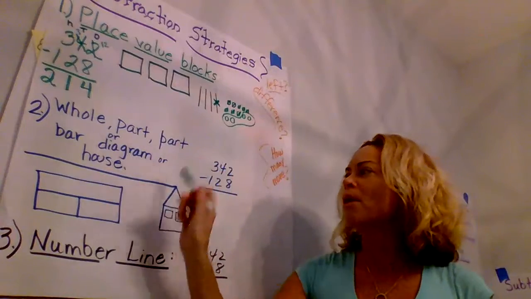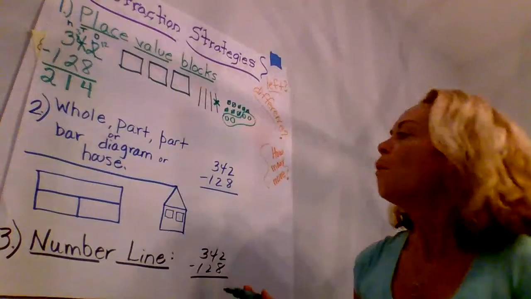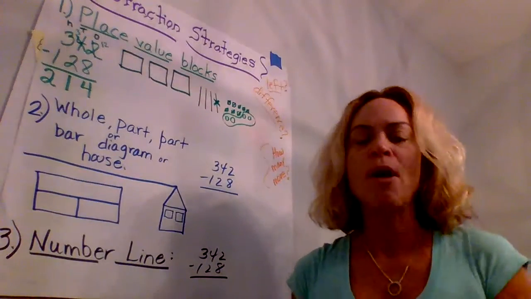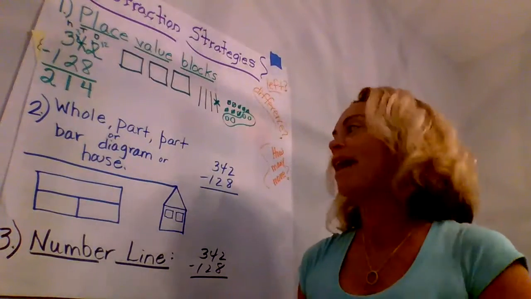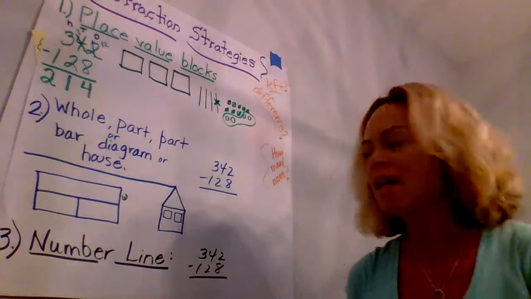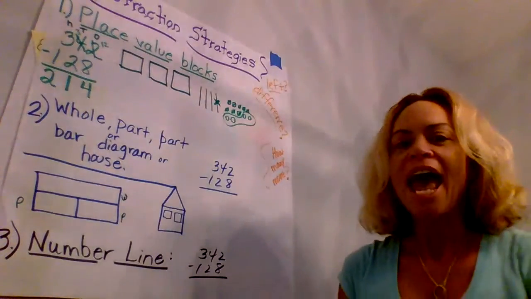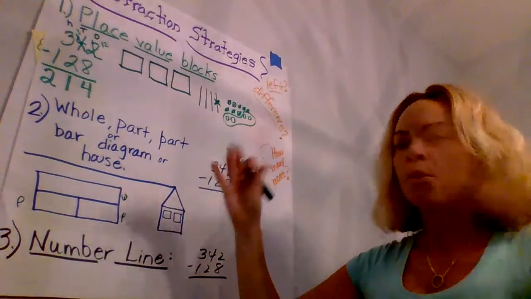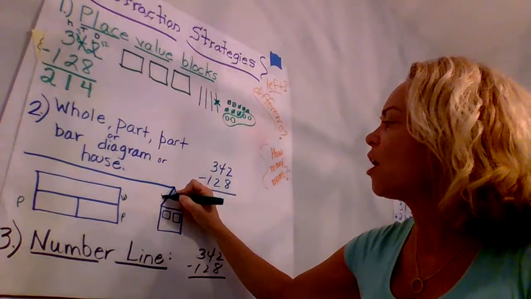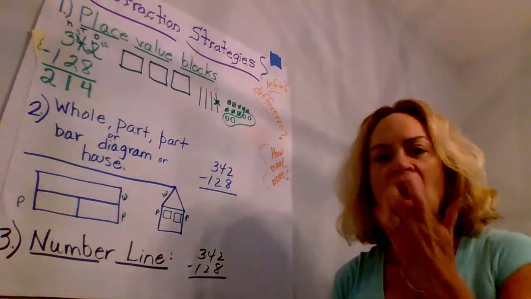Let's try the same problem with the bar diagram. Okay, so do you remember what we call these boxes? What is the proper name? The big rectangle is the whole number. I'm going to put a W for whole. The 2 smaller numbers are your parts. And if you do the house, the roof holds the whole house together, so that's going to be your whole, and your windows are parts. Okay?